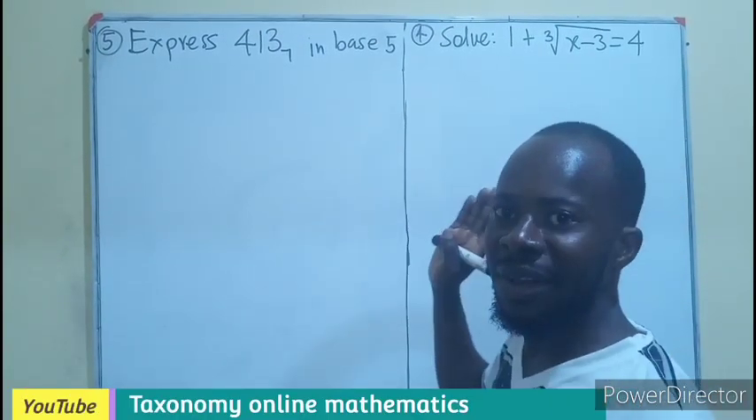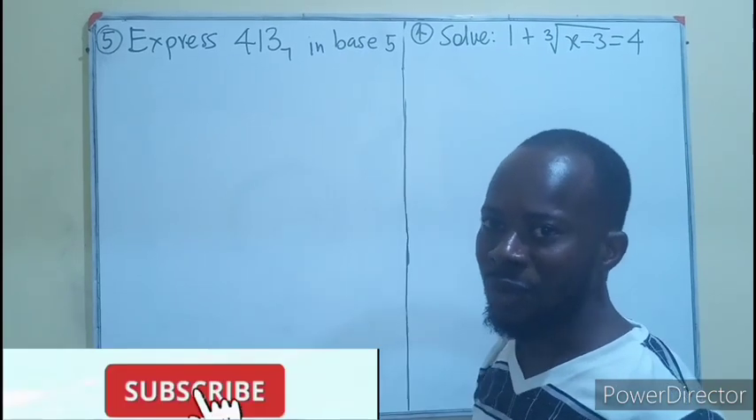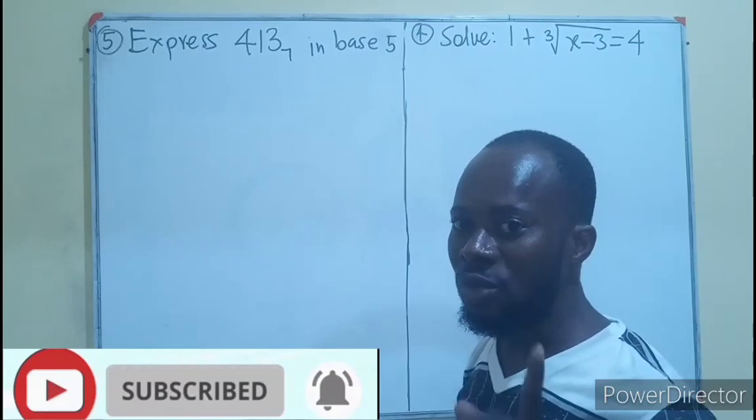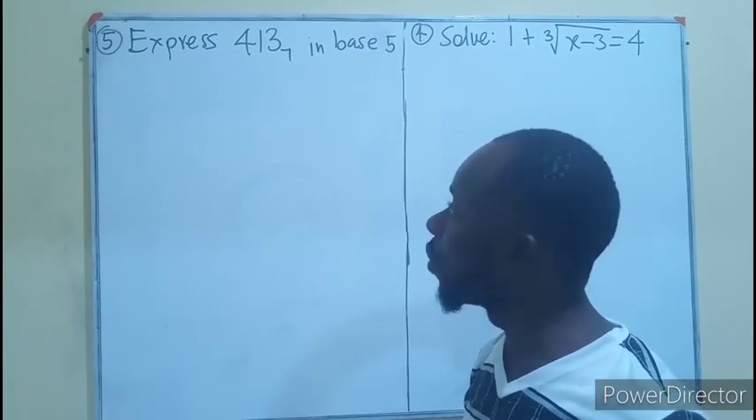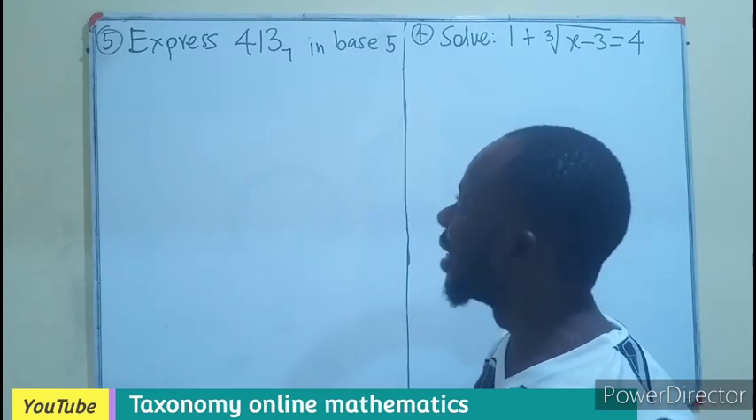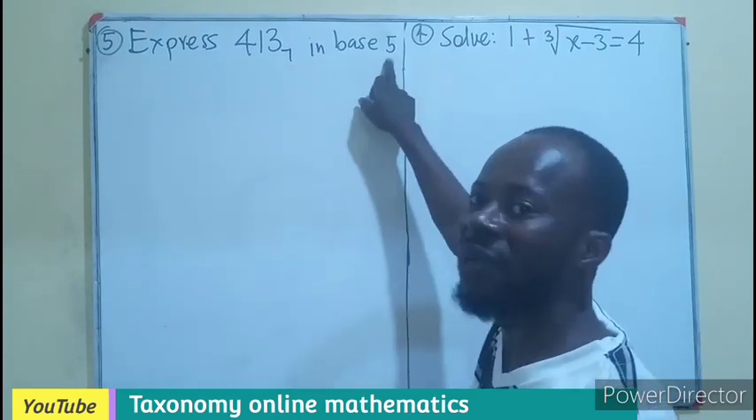Question number 5 upward. We want to see how many we can solve within 10 minutes on the June 2023 WASSCE question paper. We have to express 413 base 7 in base 5.